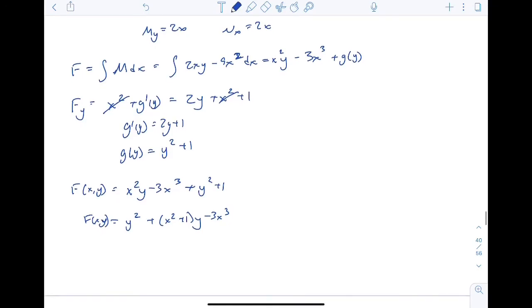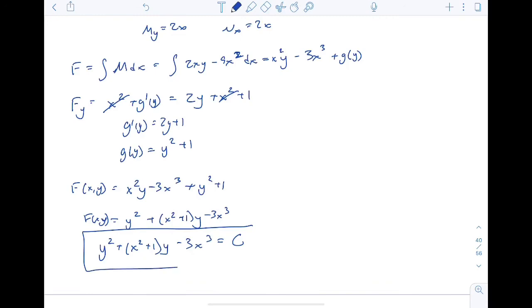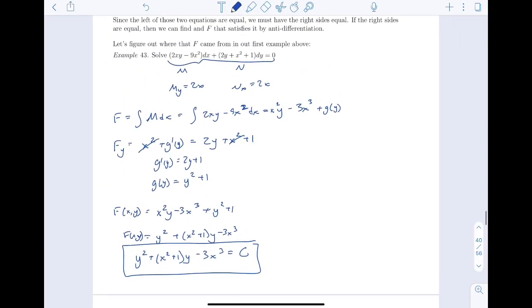And from that very first page, it means that the solution to this thing is f of x, y equals C, which is y squared plus (x squared plus 1)y minus 3x cubed equals a constant C. So we're just going one step further than we went before in the potential function and conservative vector field discussion.